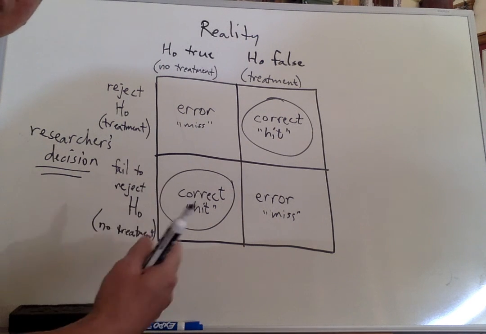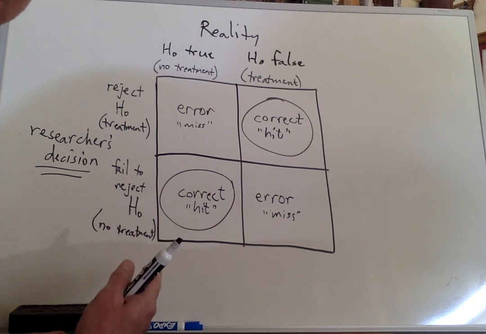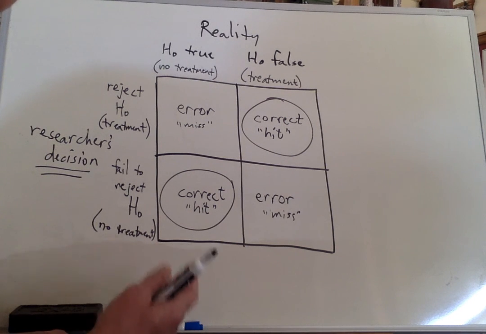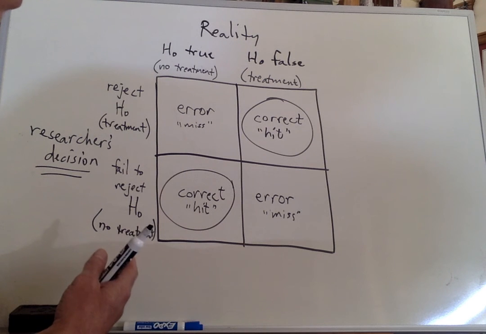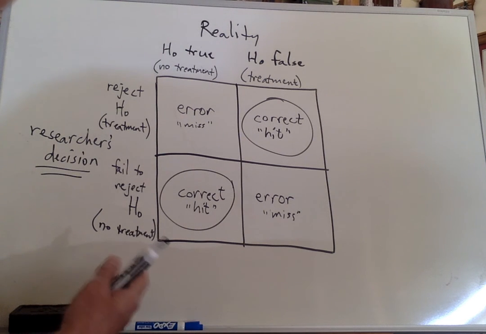Now, we talked about the other decision-making matrices, and we talked about one error as being worse than another error. Is that true here for research as well? And the answer is yes, it is. So which one of these errors would be more serious?